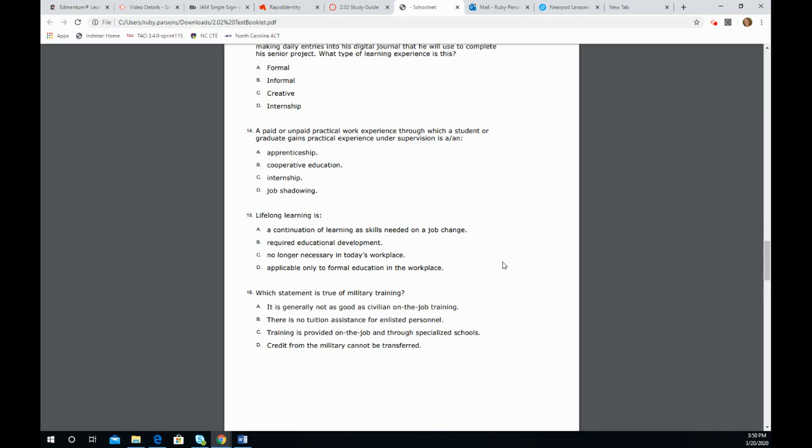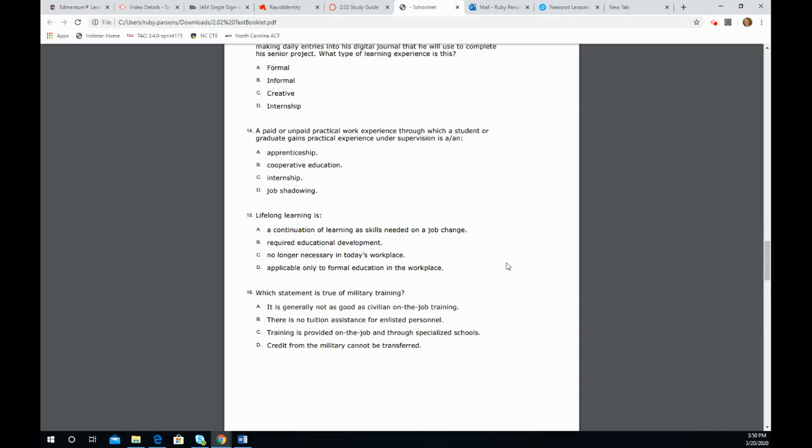Number 15, A, lifelong learning is a continuation of learning as skills needed on the job change, B, required educational development, C, no longer necessary in today's workplace, or D, acceptable only to formal education in the workplace. Now, think about the story we read about the average life of Joe. That makes that answer A, because you're always learning as things on the job change.